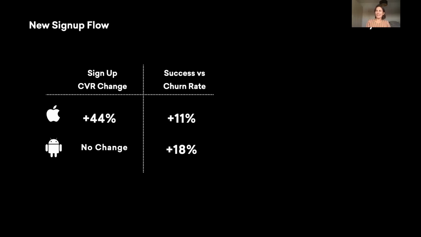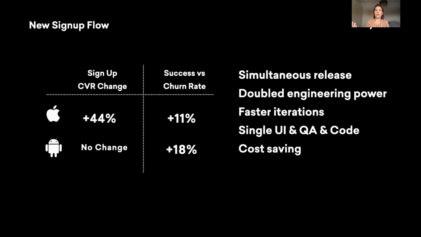But besides that, it's also important to look at the other things. This was one of the first things we launched with Flutter, and the big wins on that was we had a simultaneous release on both platforms. Before we had Flutter, we never had that. We never were able to launch the features simultaneously at the same time. Also, we had to double the engineering power, so we were faster with our iterations. We have single UI, single QA, and single code. And last but not least, we're saving costs by going with this approach.